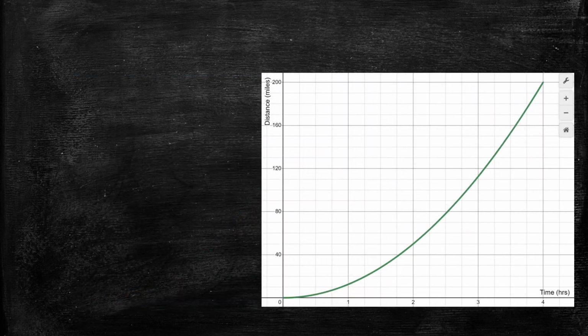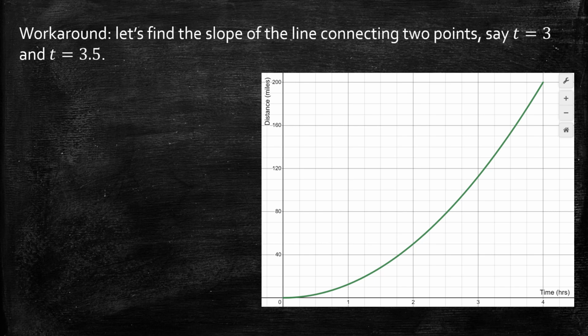So, since we don't know how to find the slope of a line at 1 point just yet, we're going to use a workaround and find the slope of the line connecting the 2 points, the points that are at t equals 3 and t equals 3.5. In other words, the slope of the secant line. So here's the point that corresponds where t equals 3, and here's the point that corresponds to t equals 3.5.